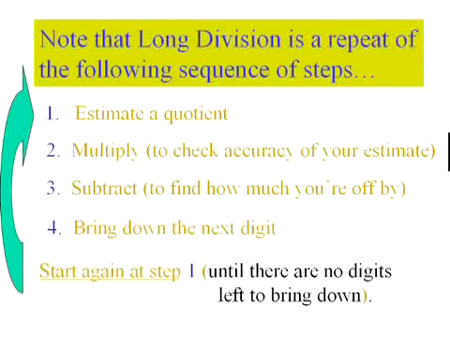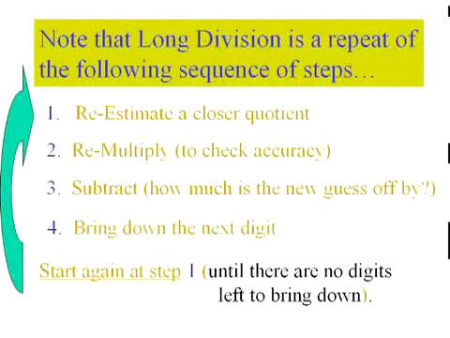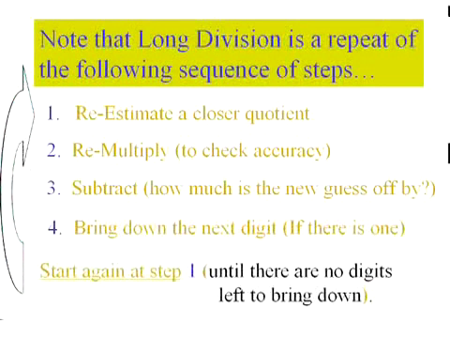all over again, re-estimating an answer, or a quotient, re-multiplying to check our accuracy, once again subtracting, and once again bringing down the next digit. And we kept bringing down the next digit until there wasn't one. So we went through this sequence of steps over and over again to do long division of whole numbers.